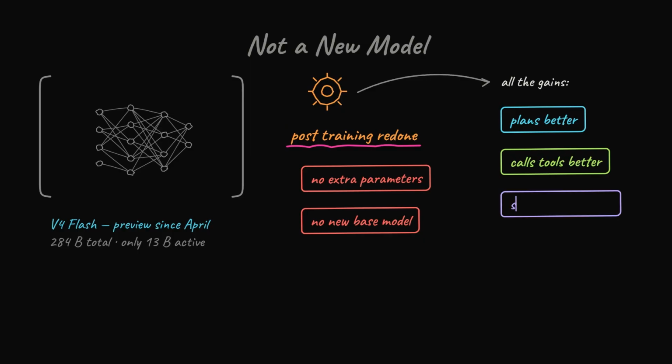And if you're already using DeepSeek-V4-Flash in the API, you got this upgrade automatically. Nothing to change in your code. Same endpoint, same model name, new behavior.